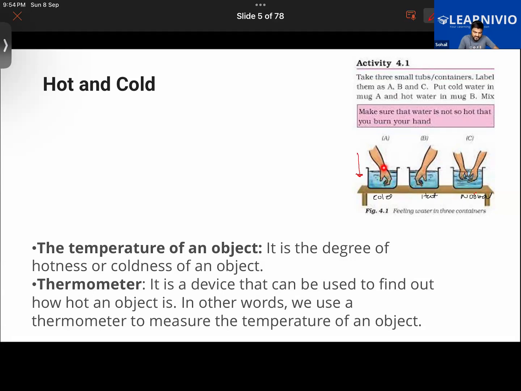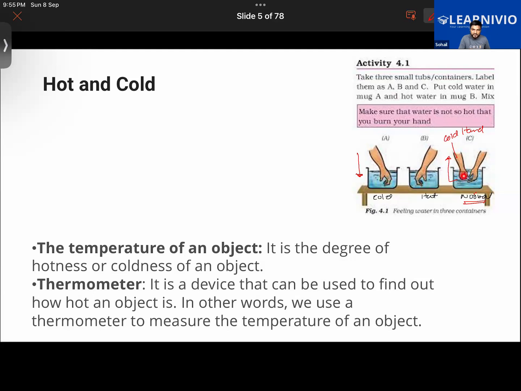But once you dip it into container C, while you had dipped your hand in container A, your hand became cold. In comparison to this normal water, your hand is cold now. If you compare the temperature of the cold hand with the normal water, it is the water that is warmer, and we know heat flows from a warmer object to a colder object. So in this case heat was flowing from the water into the hand. That's why our hand felt warm.